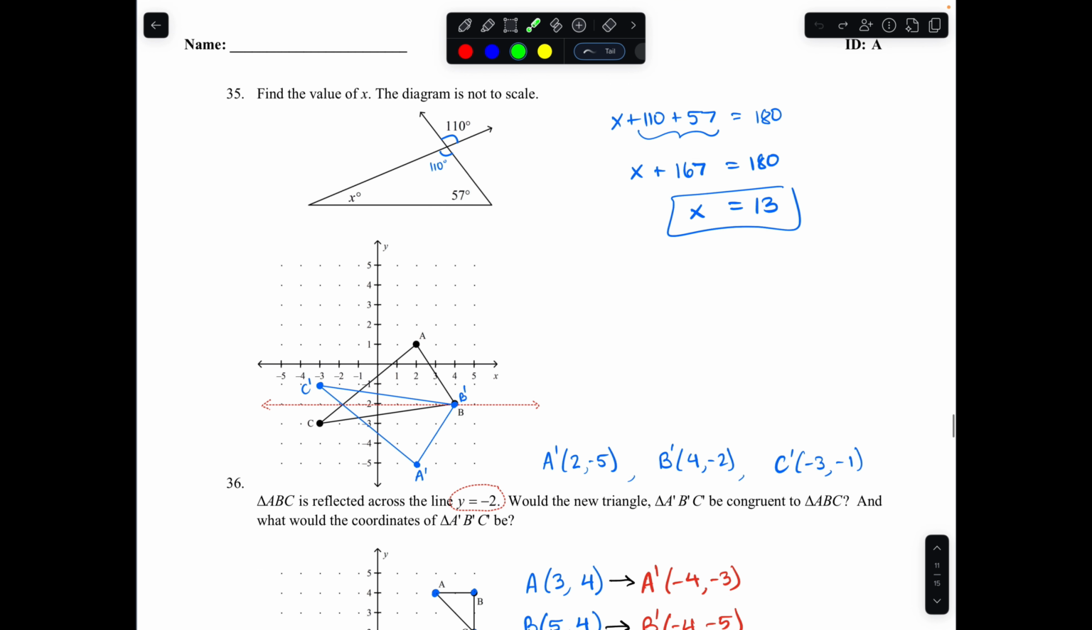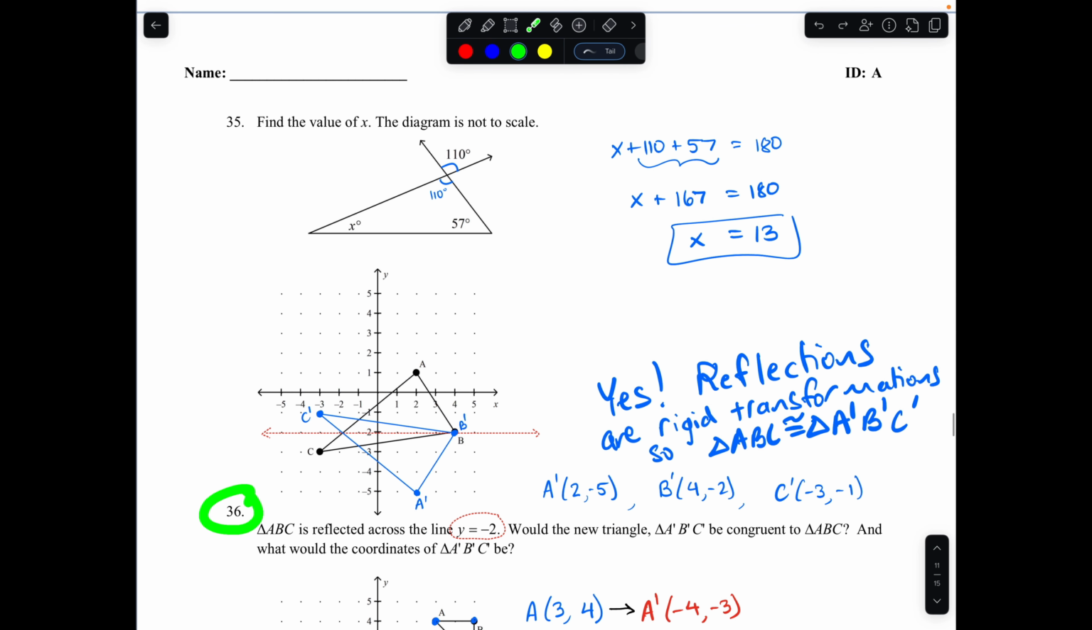Number 35, find the value of x. The diagram is not drawn to scale. Well, we have vertical angles again. They have to be congruent. And then in the triangle, the three angles add up to 180. So x plus 110 plus 57 is 180. Combine your like terms. Subtract 167 from both sides, and we'll get x has to be 13.